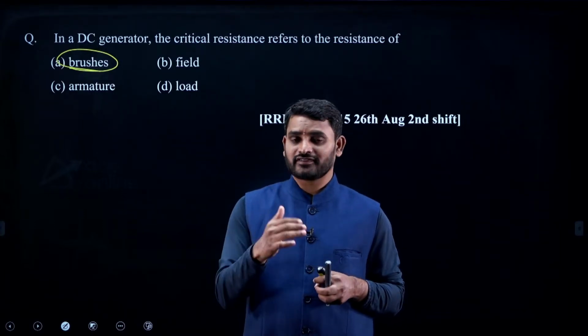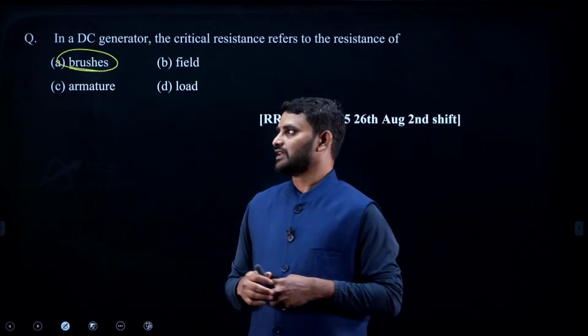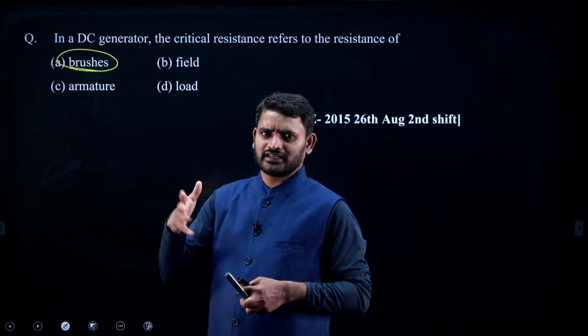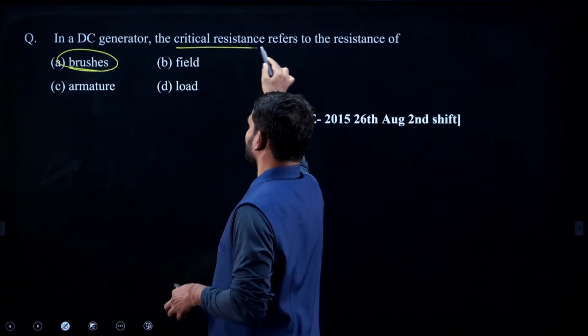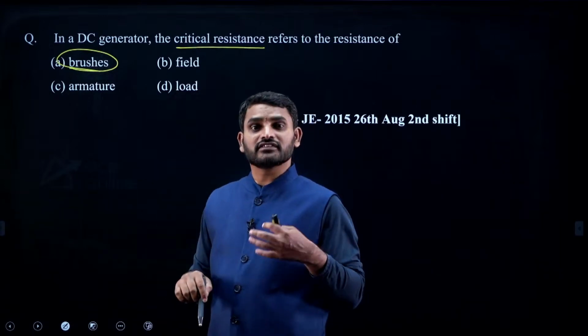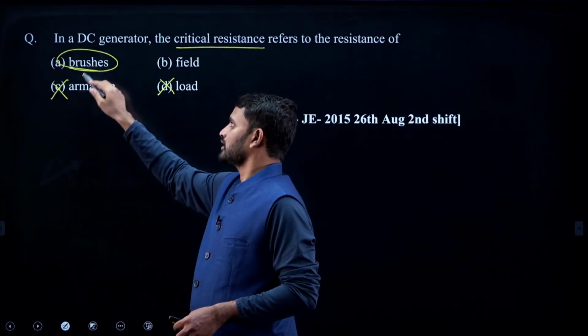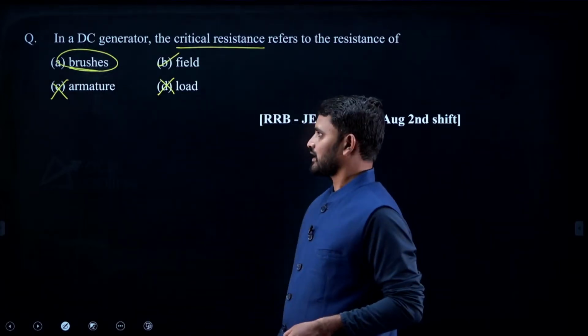Like that, we have conditions to build the voltage in the generators. Okay, in the self-excited generators. Is it associated with what? Critical resistance is associated with field winding resistance, not load, not armature, not brushes. It is associated with field winding. Yes or no?